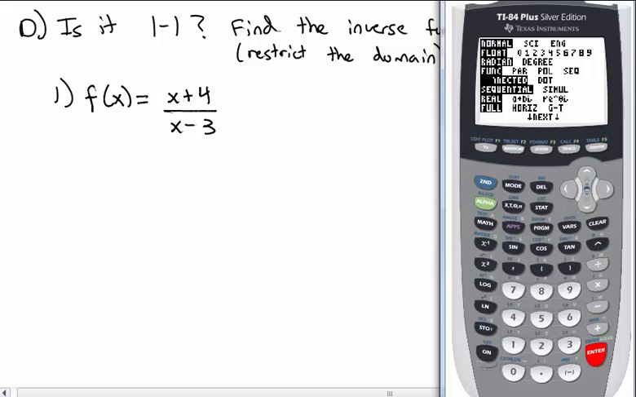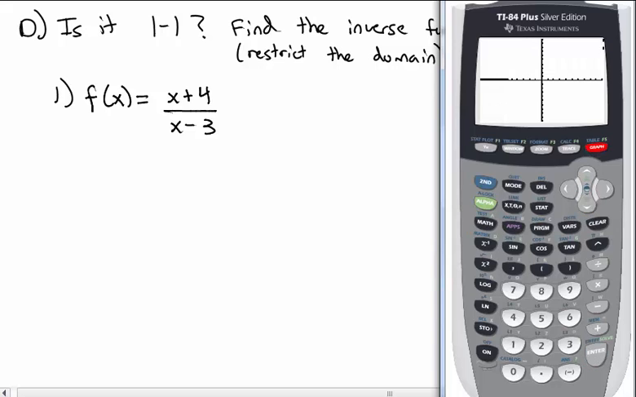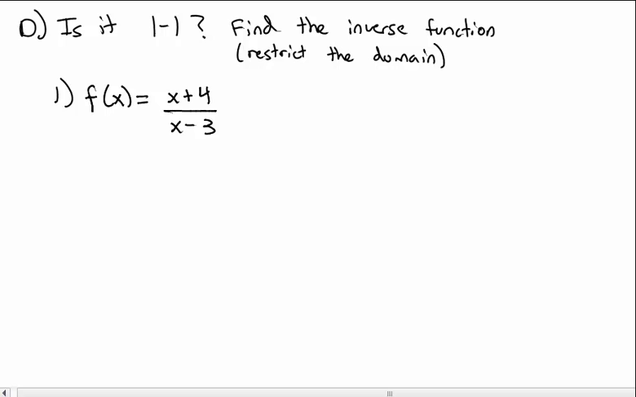Some calculators recognize it's an asymptote and some don't, so some may draw that vertical line in and some may not. But just know if you see a vertical line, that's probably an asymptote. That's not actually part of the graph. Okay, what's important though is we know it is a 1-to-1 function.